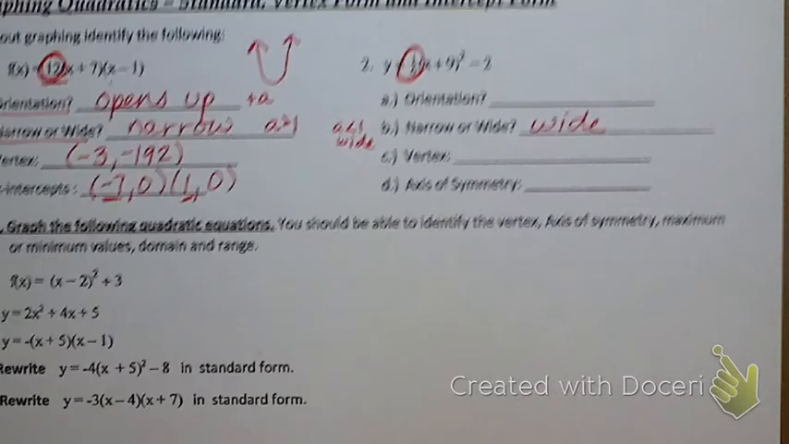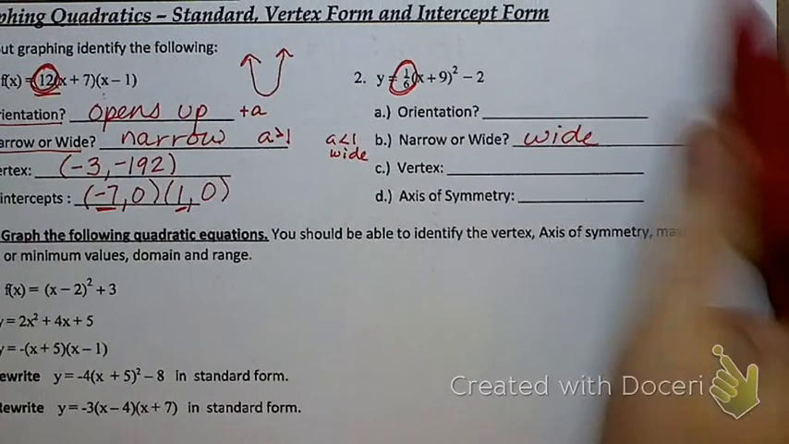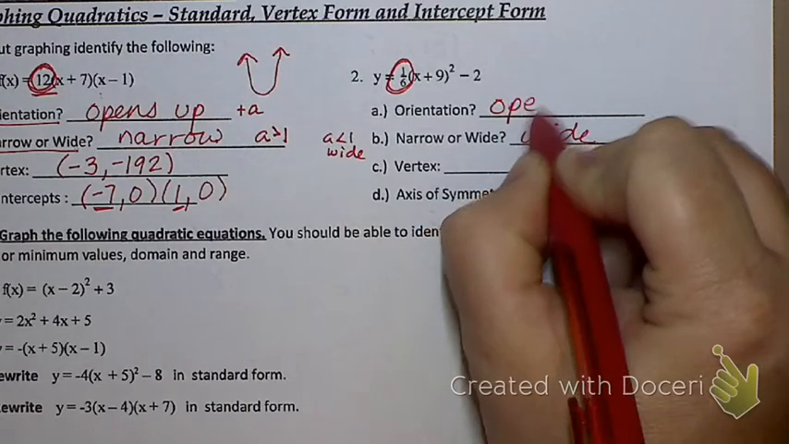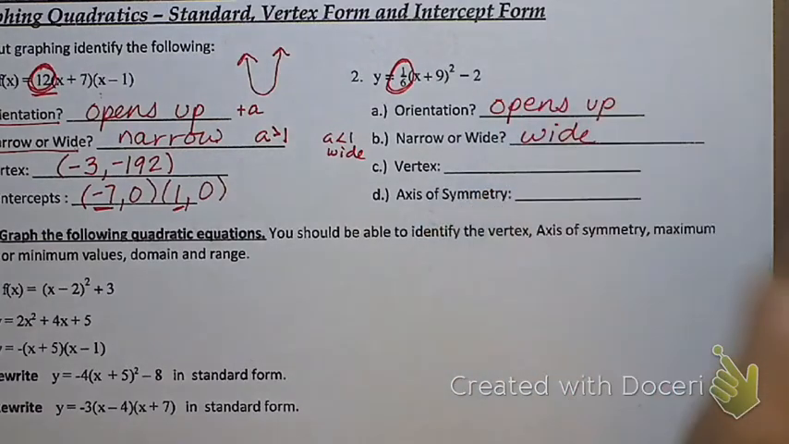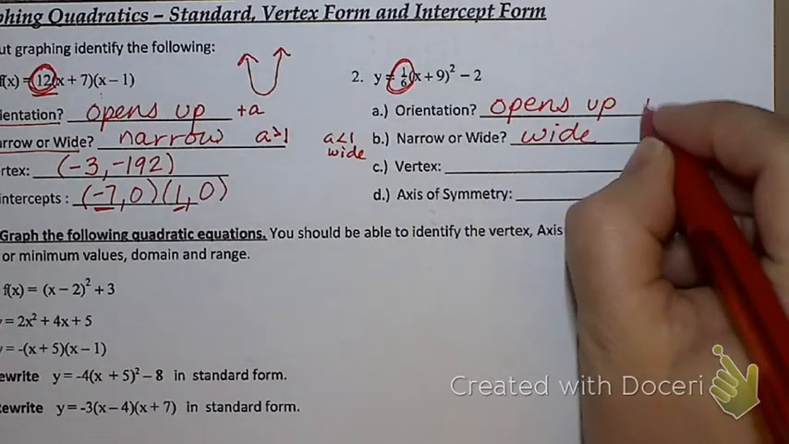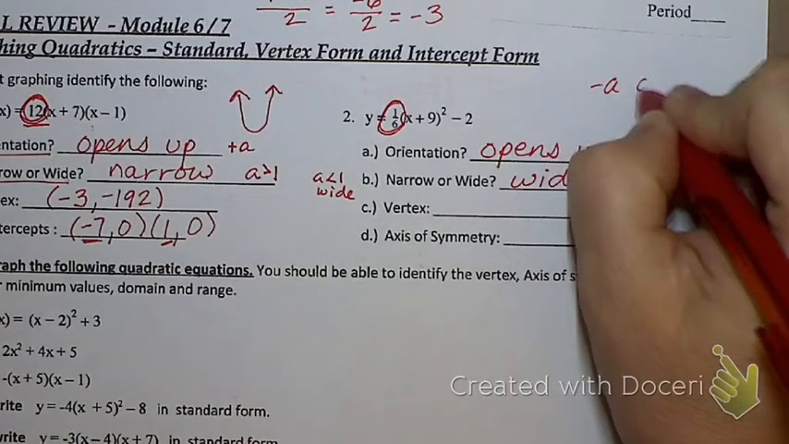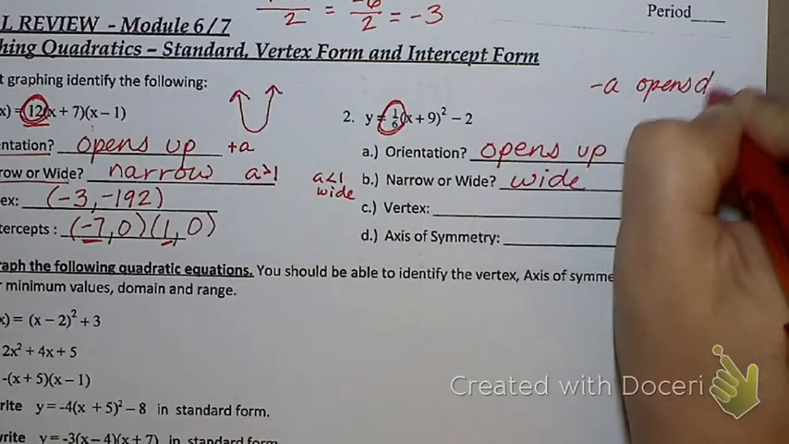Okay. Number 2, what is my orientation here? What direction does it open? How do you know it opens up? Positive A. Negative A opens down.